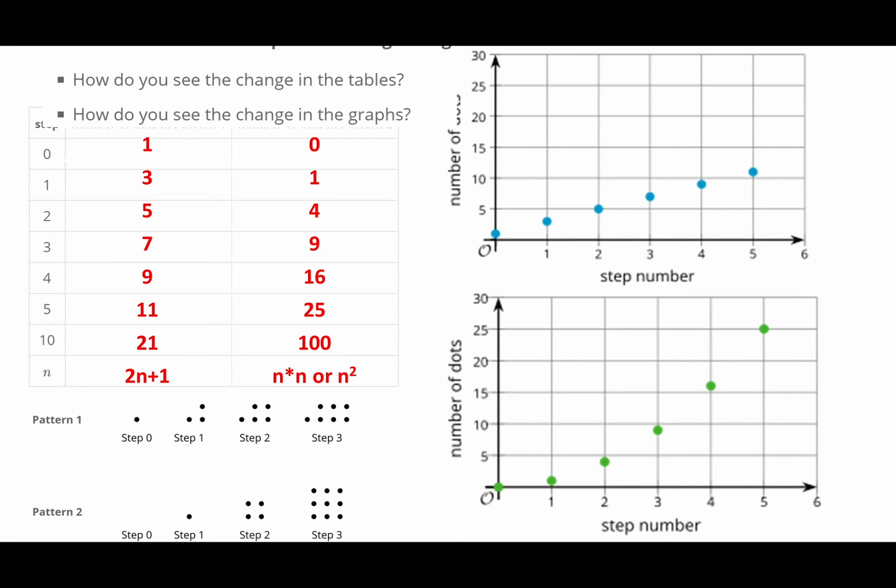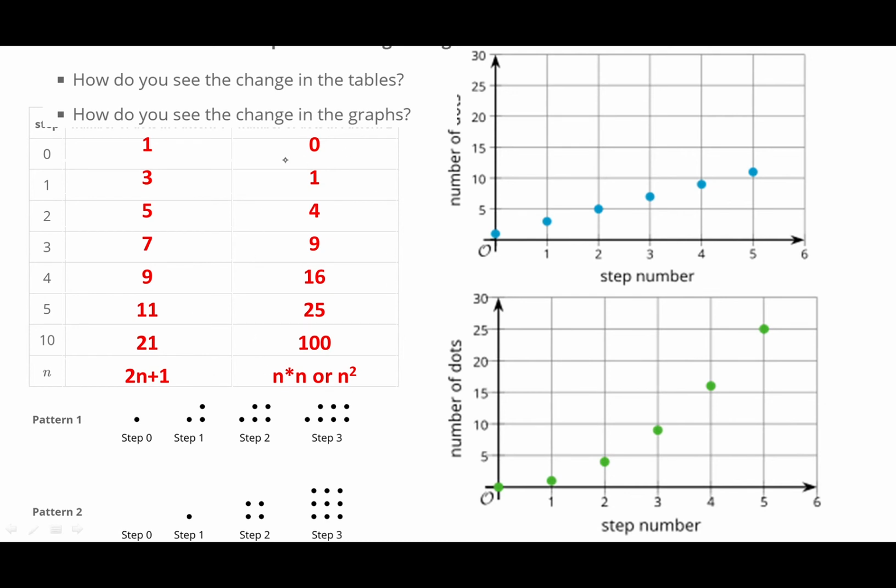Pattern 1 is linear, and we can see in the table that from one point to the next, our change in y, or the value here for the number of dots, over the change in x, so the change in step number, is always going to be 2. It's always growing by 2 as n increases.